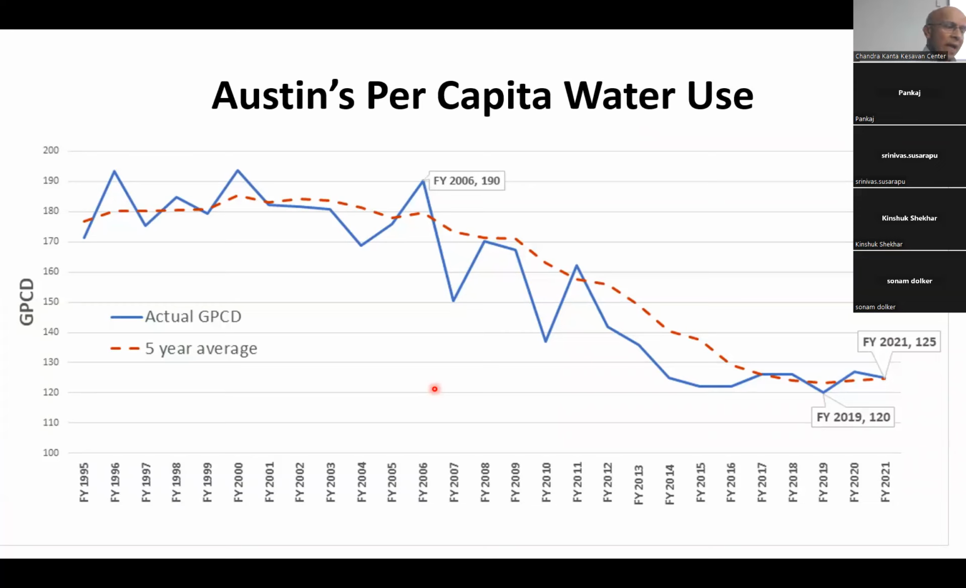Austin's per capita water use: when I first went to the city of Austin to go to graduate school in '77, they used about 240 gallons per person per day, not 240 liters, 240 gallons per capita per day. And when I went to work for the city of Austin seven years later in 1984, it was still little more than 200, about 210 gallons.